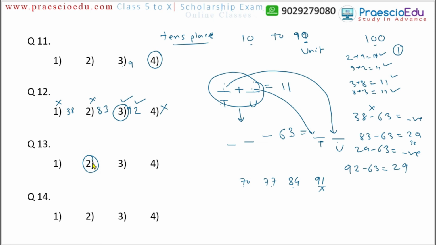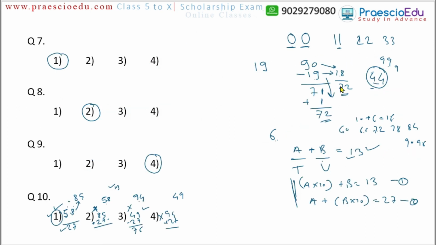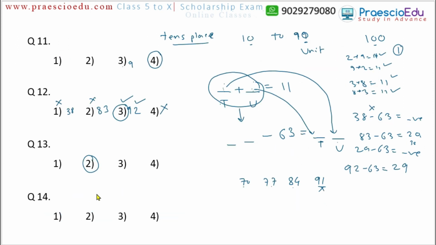Then question number 14: how many 2 digit numbers are there which are multiples of 6? Previously we have seen how many multiples of 6 come, 16. But the 6 itself is also counted there, and it is not a 2 digit number, so it has to be deducted from 16. So 16 minus 1, the answer is 15, so the counting will be 15. So option number 1, 15, is the correct one.